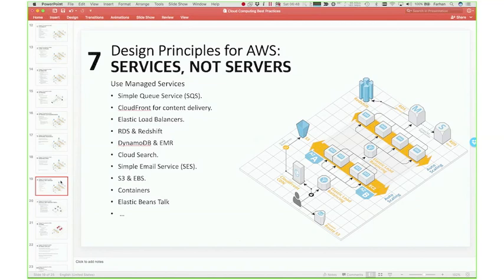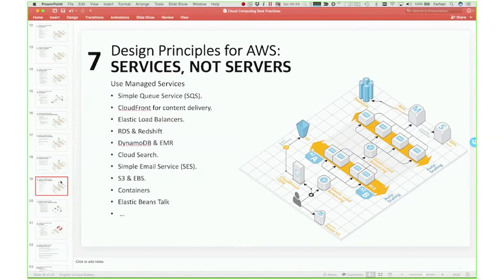Again, for NoSQL databases, instead of deploying your own databases on EC2 servers, Amazon recommends using the DynamoDB and EMR services. For search engine services, they recommend CloudSearch. Similarly, there are Simple Email Service, S3, EBS, containers, and Beanstalk. So the main idea here is that whenever there is a possibility, as a design principle, use the services, not the servers.